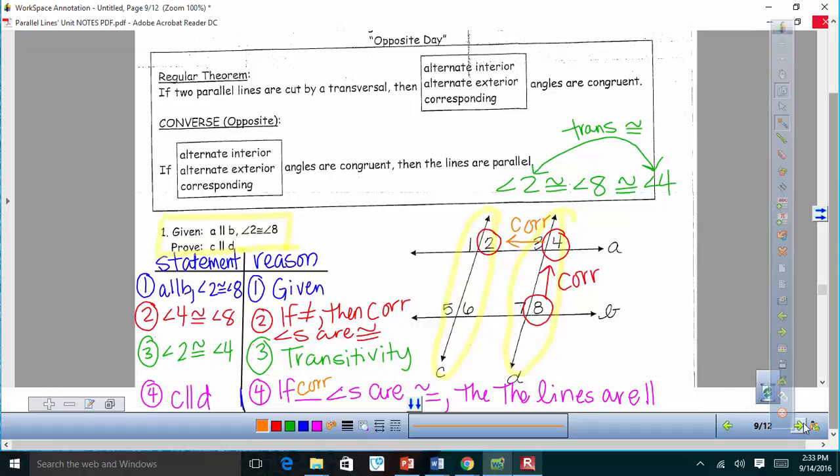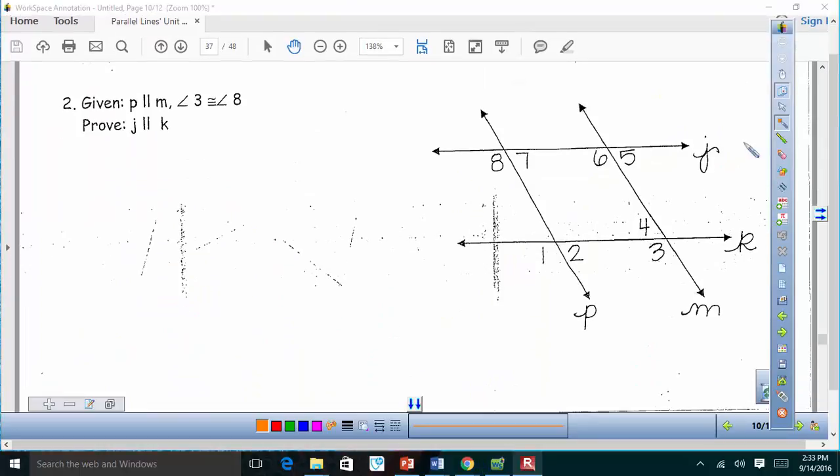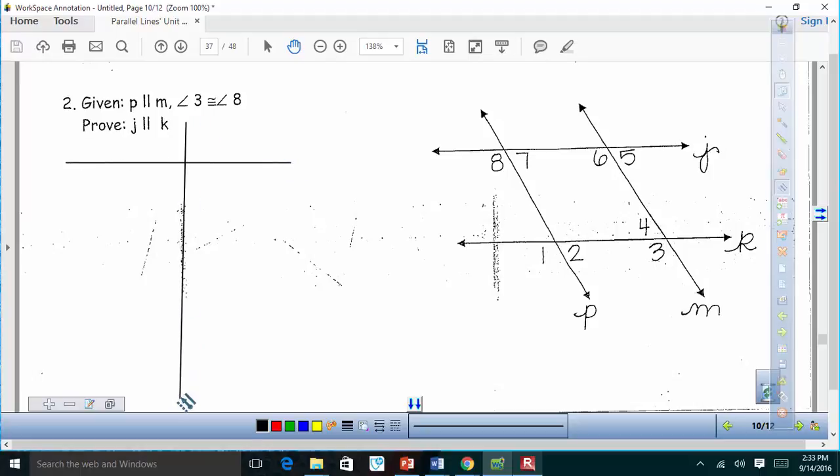So let's look at 2. So in number 2, we want to go ahead and draw our 2-column chart. Label it statement and reason. Okay, I can go ahead and write down my first step. What is my first step always? My given. So P is parallel to M, and angle 3 is congruent to angle 8.